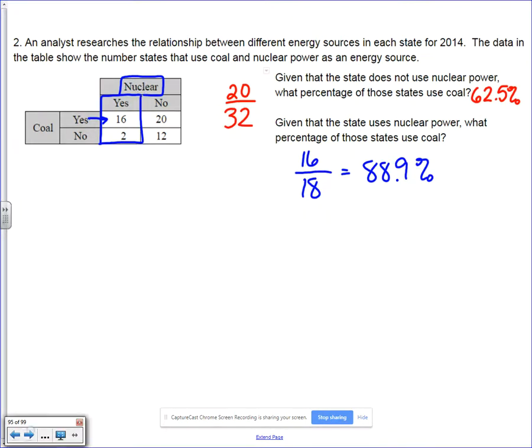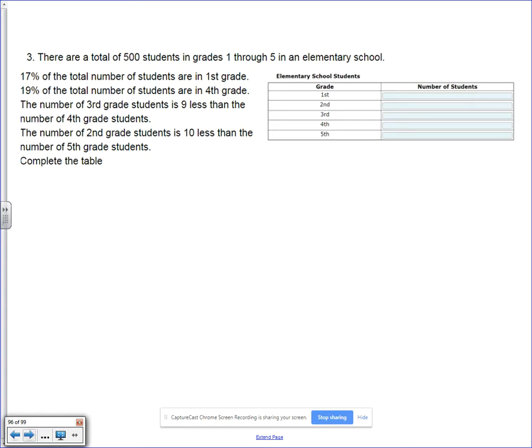Okay, moving on here. There are a total of 500 students in grades 1 through 5 in an elementary school. 17% are in first grade, 19% are in fourth grade. The number of third grade students is 9 less than the number of fourth grade students. The number of second grade students is 10 less than the number of fifth grade students. Complete the table. All right, so let's start with first grade.